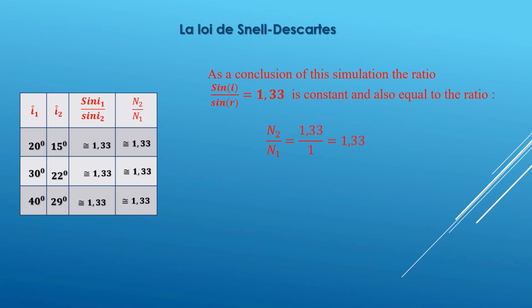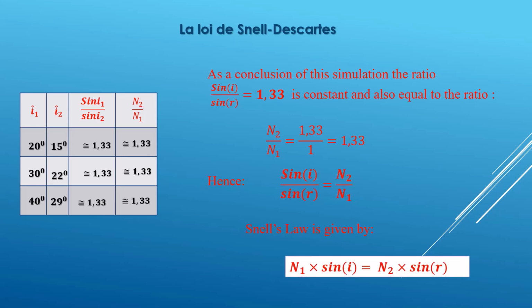Hence we can say that sine i over sine r is equal to n2 over n1, and by cross multiplying we can get the final expression of Snell's law that will help us in solving the refraction problems, which is n1 times sine of i is equal to n2 times sine of r, which is the angle of refraction.